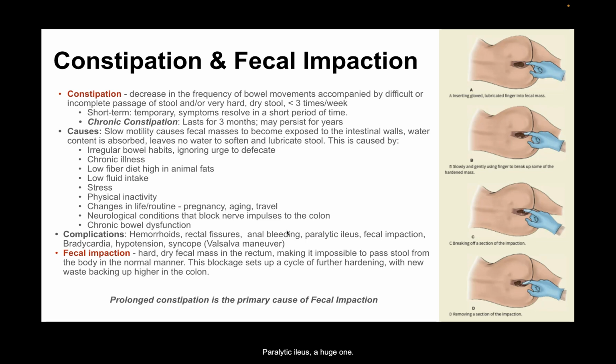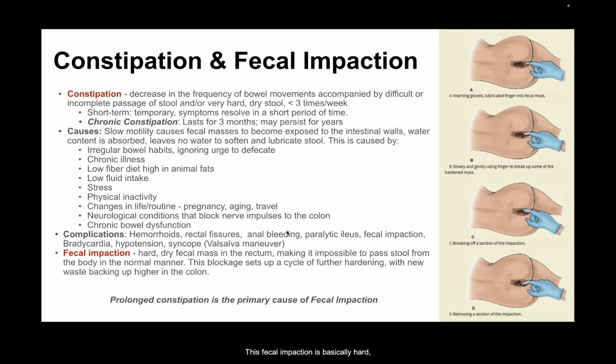Paralytic ileus, a huge one. Fecal impaction, right? It can basically get impacted and just be stuck there, and we have to actually digitally, with our fingers, remove it. And when you do that, you have to be careful because it can cause bradycardia and hypertension, syncope. That's the Valsalva maneuver, right? And you have to be extremely careful. There are a lot of nerve endings by the rectal area.